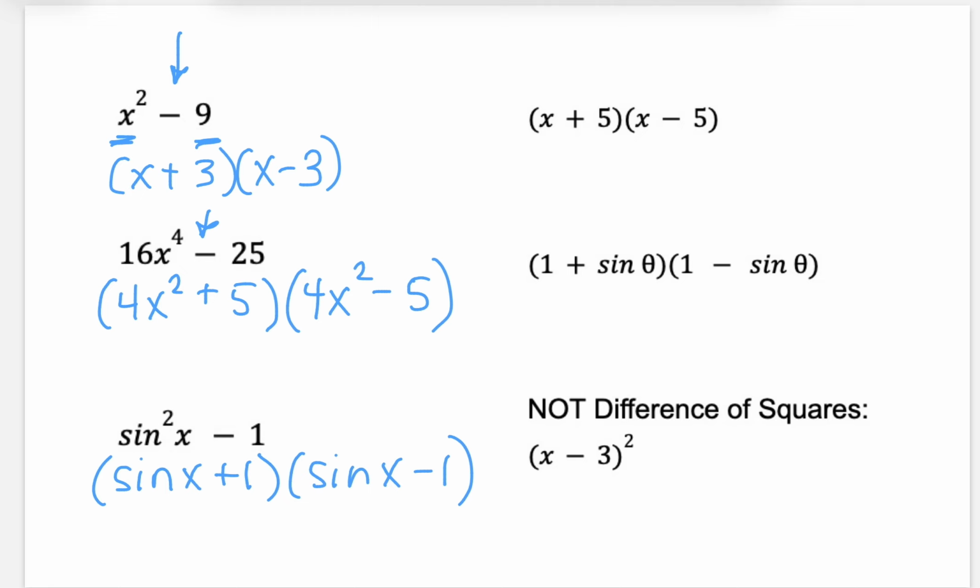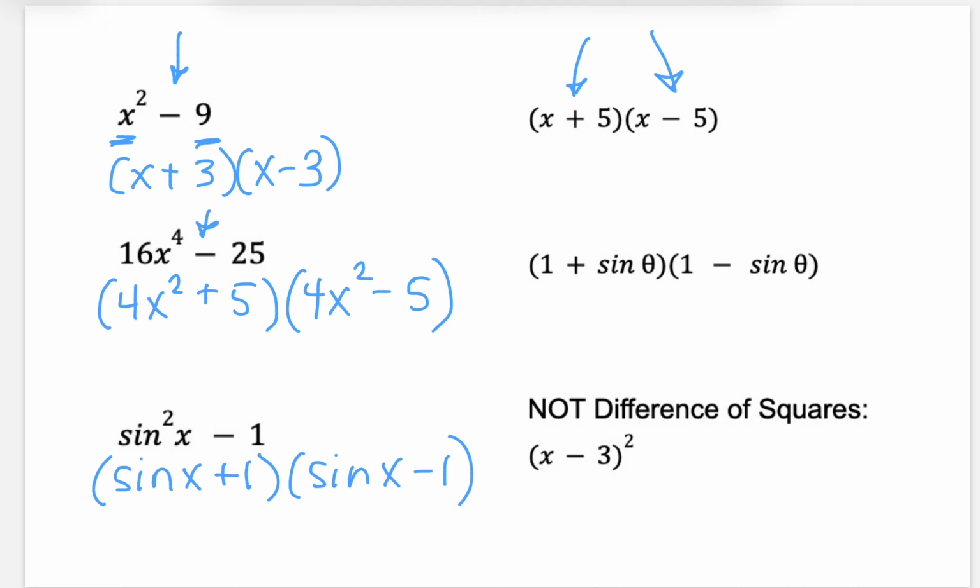So it's important to recognize difference of squares when it's factored and when you need to multiply it out because it saves you time. So if you look here, we have x plus 5 times x minus 5. So you'll notice that you have the opposite signs. You have the one plus, one minus.